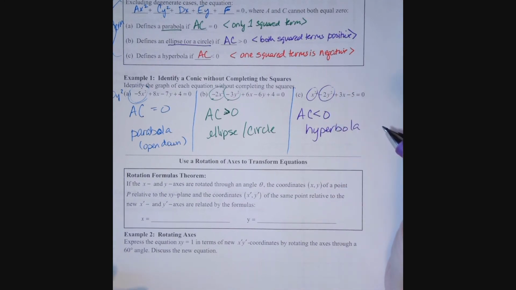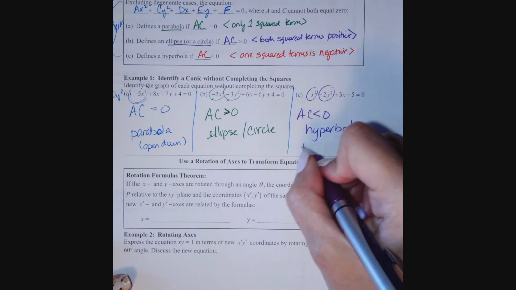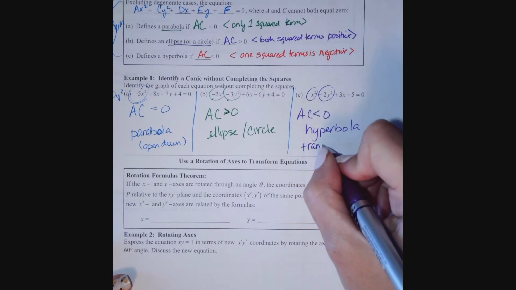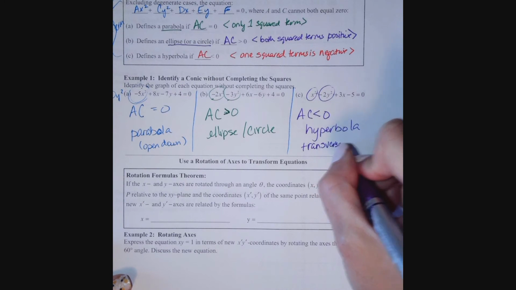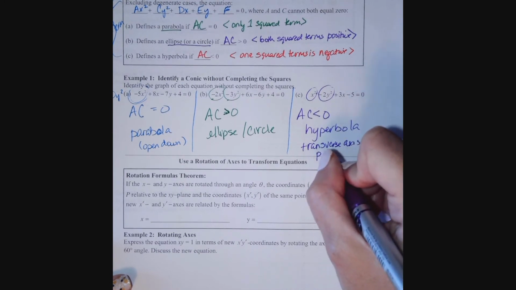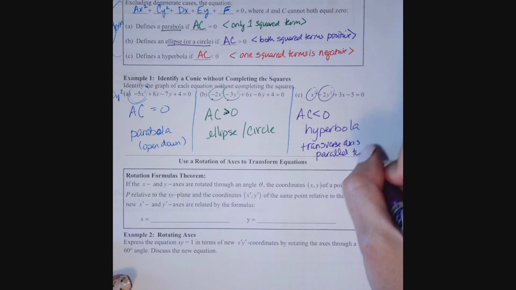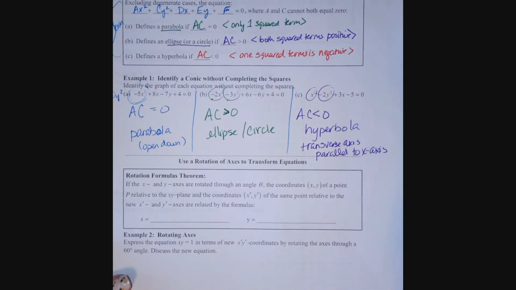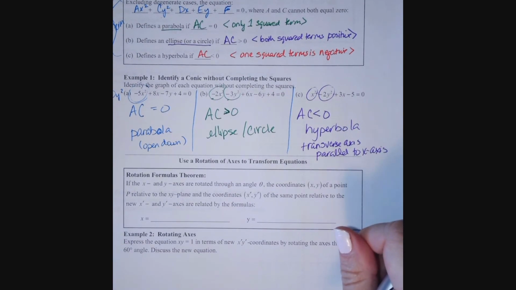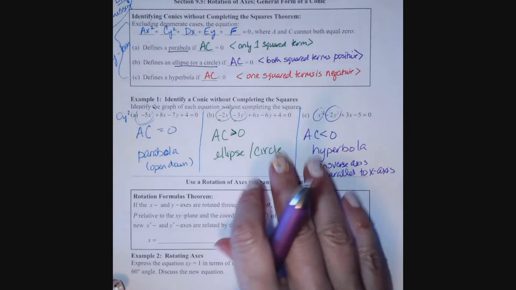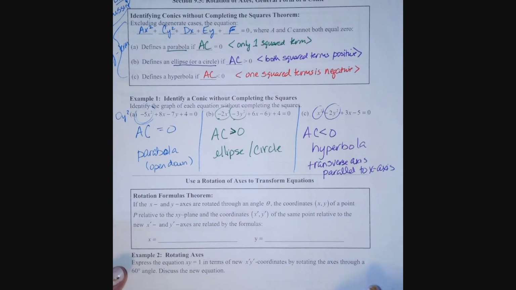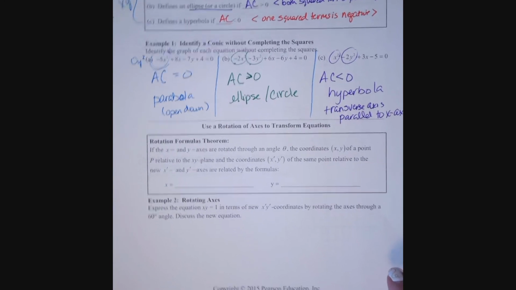and my transverse axis is going to be parallel to the x-axis. So transverse axis is parallel to the x-axis because it is that x squared term that is positive. So that's quick and easy, right? That's mostly the type of thing we're going to focus on in this unit.